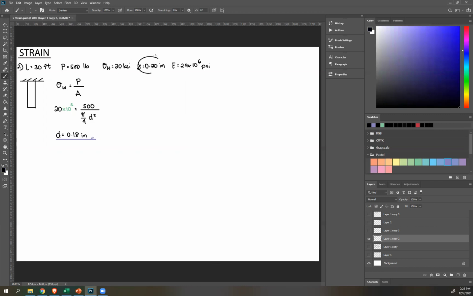Now we've used this. Next step is to use this. Once again, this is deformation due to applied load. So the equation that we'll use is PL over AE. And that's 0.20. P is 500. L is 30 feet. My units are pounds per square inch, so I have to convert that to inches, which is easy. Just multiply by 12. Over A, we already know, it's pi over 4 d squared. And then E is given, 29 times 10 raised to 6. From this, please solve for d.